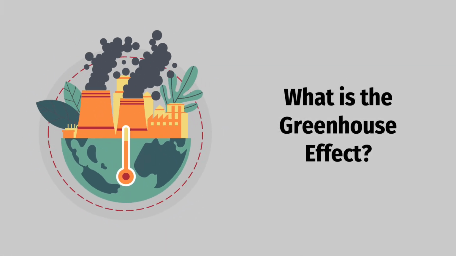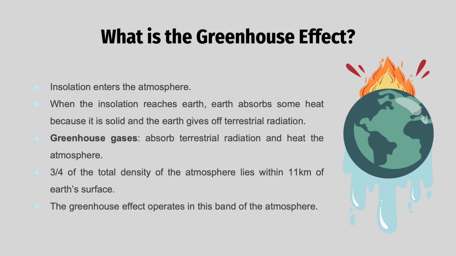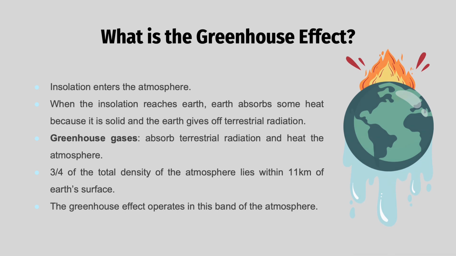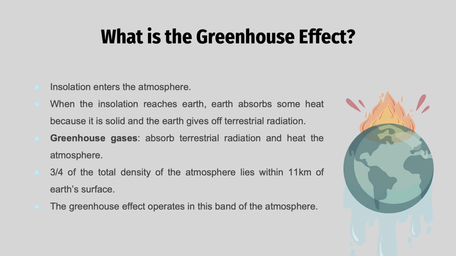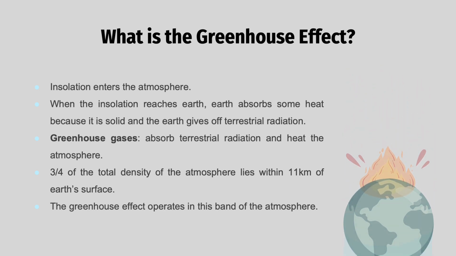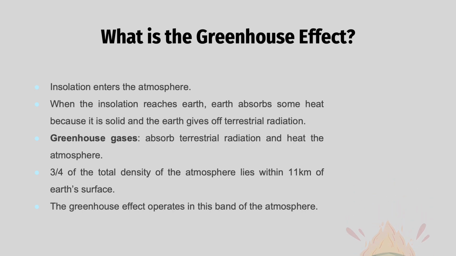First and foremost, we need to define and explain what the greenhouse effect is. First, we have to take into account that insolation passes through the atmosphere, and very little is absorbed in the atmosphere. As the insolation reaches the Earth, it gives off terrestrial radiation as the Earth absorbs heat because it is a solid. Gases, such as water vapor and carbon dioxide, absorb that terrestrial radiation and heat the atmosphere. Gases that do this are known as greenhouse gases.